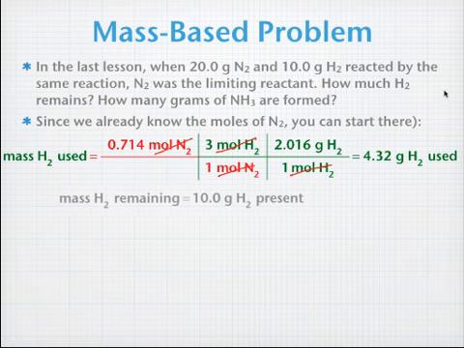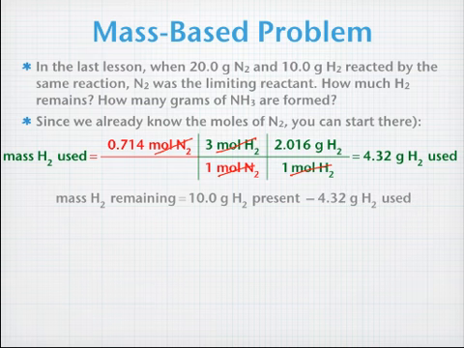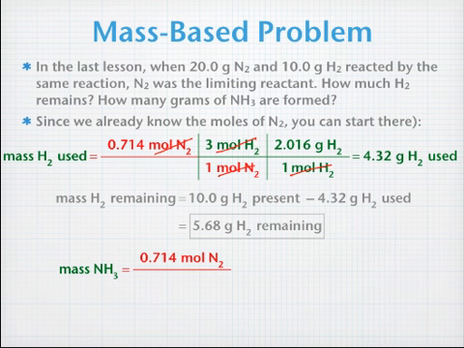But that's not the end of it. We want to know how much hydrogen is remaining, so we start with the 10 grams of hydrogen that we were given, subtract the 4.32 grams of hydrogen that was used, and to significant figures, we have 5.68 grams of hydrogen remaining. Continuing on, we're going to determine the mass of the ammonia formed.